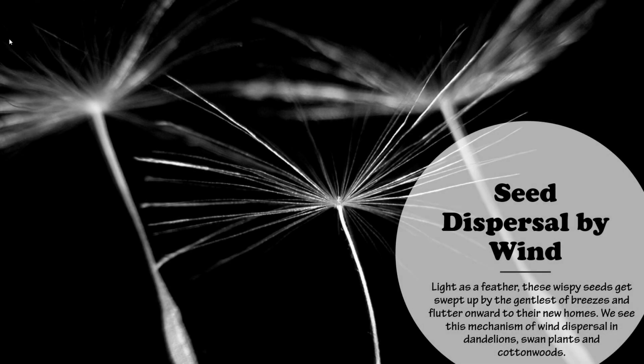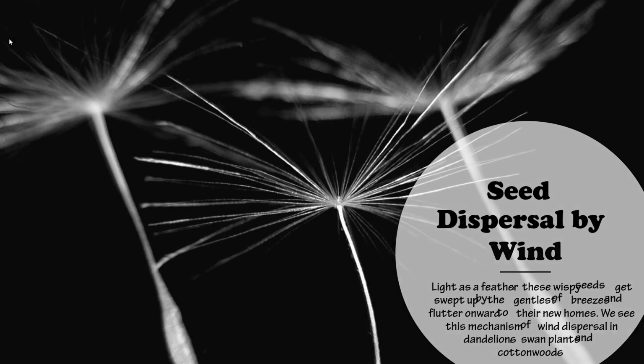Seed dispersal by wind. Light as a feather, these wispy seeds get swept up by the gentlest of breezes and flutter onward to their new homes. We see this mechanism of wind dispersal in dandelions, swan plants, and cottonwoods.